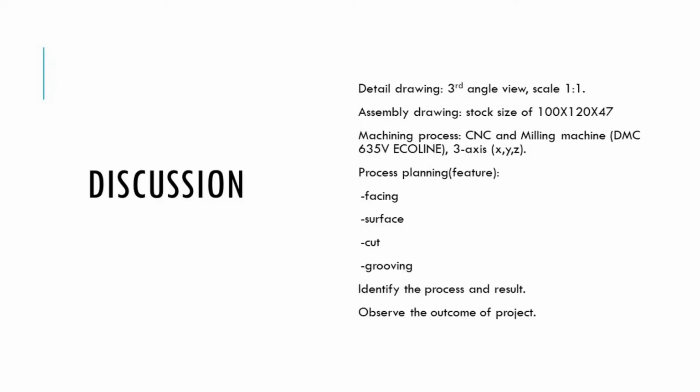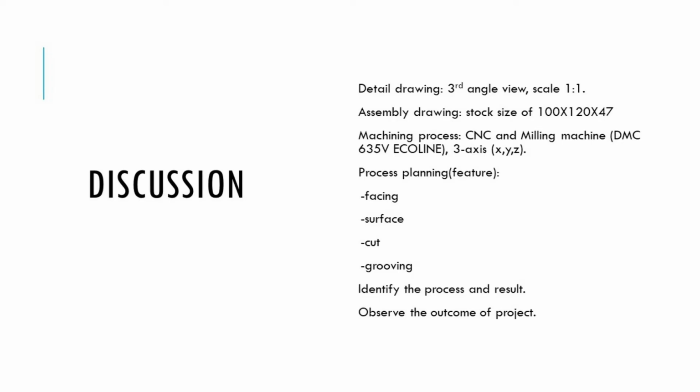As a summarization of the whole process of our solid modeling, it is not complex at all, only using a few features such as boss extrude, extrude cut, and chamfer. The technique used for the detailed drawing of our project is a third angle view and scale of 1:1, with an assembly drawing with stock size of 100 x 120 x 47. Hence, we have chosen the CNC milling machine DMC635V Ecoline to operate the machining process because our product only uses 3 axes, which are X, Y, and Z.